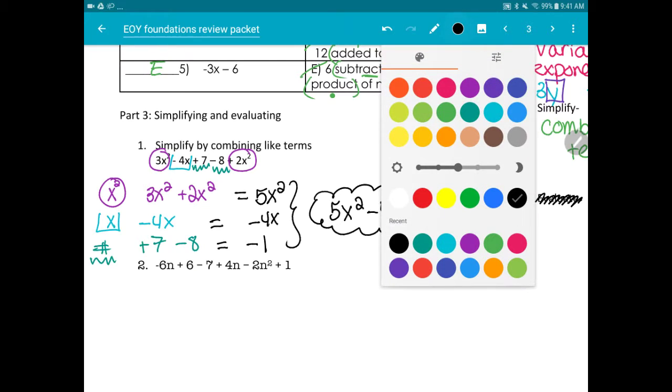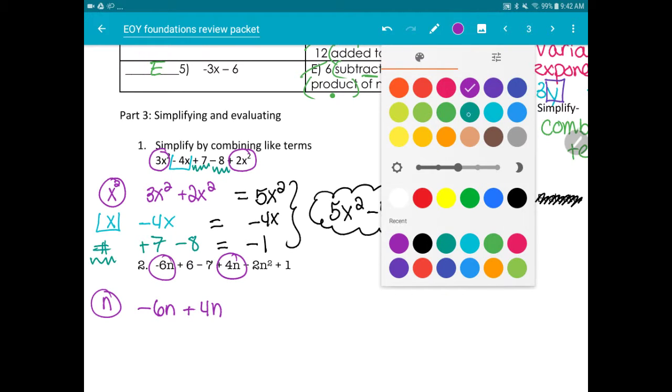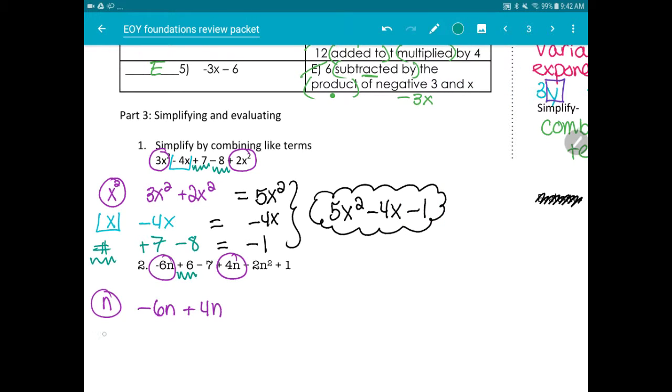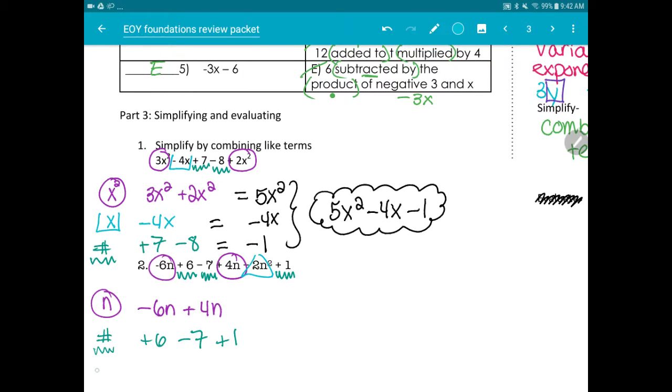Alright, let's try that again. So I have the first one here. Up is my n family. So negative 6n and positive 4n. Next up, I see my numbers. So I see a positive 6, a negative 7, and a positive 1. And then lastly, I see an n squared family, which is negative 2n squared.